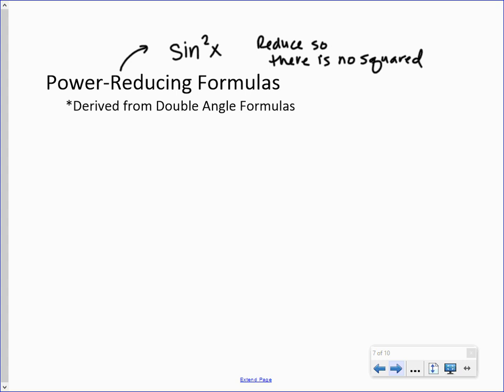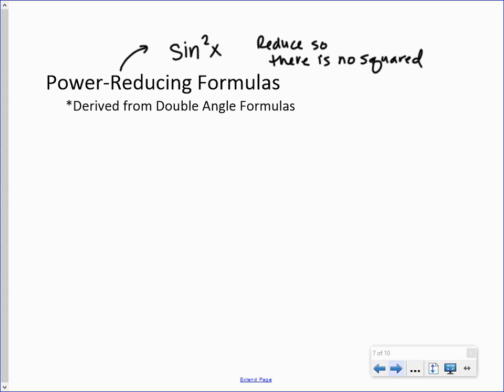You could have other exponents. It could be like sine to the 4th x. Then you want to use your power reducing formulas, so it's not sine to the 4th or sine squared, it's just sine. Okay, so that's what power reducing formulas are going to do.